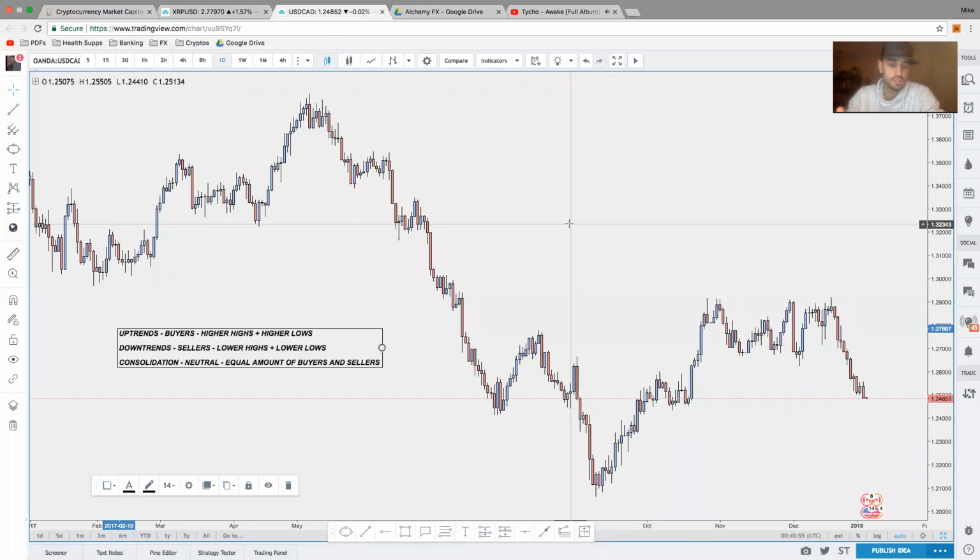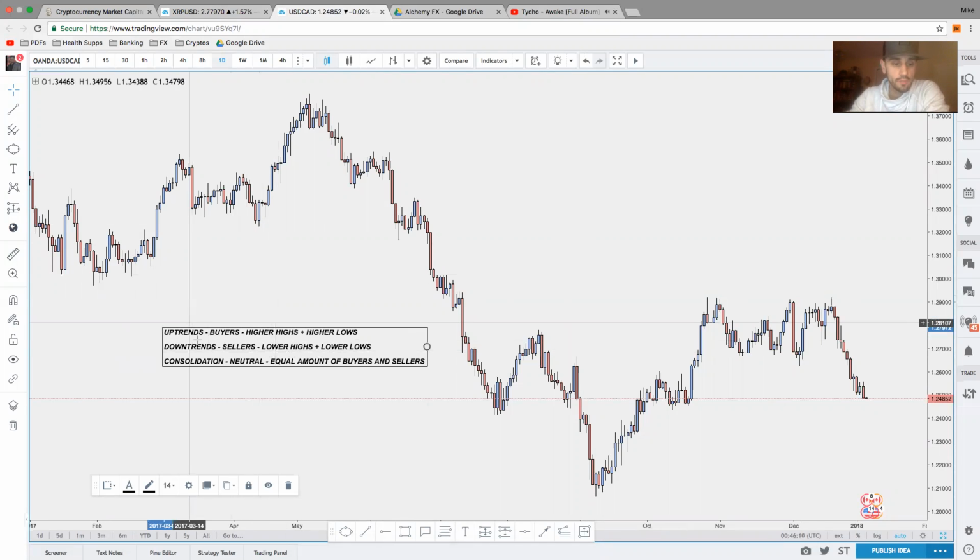And I'm going to make it as simplistic as possible, but also go over a few intricate things that are needed to know, to really look for when looking to trade in each of these markets. So there's three. There's an uptrend, a downtrend, and a consolidation.